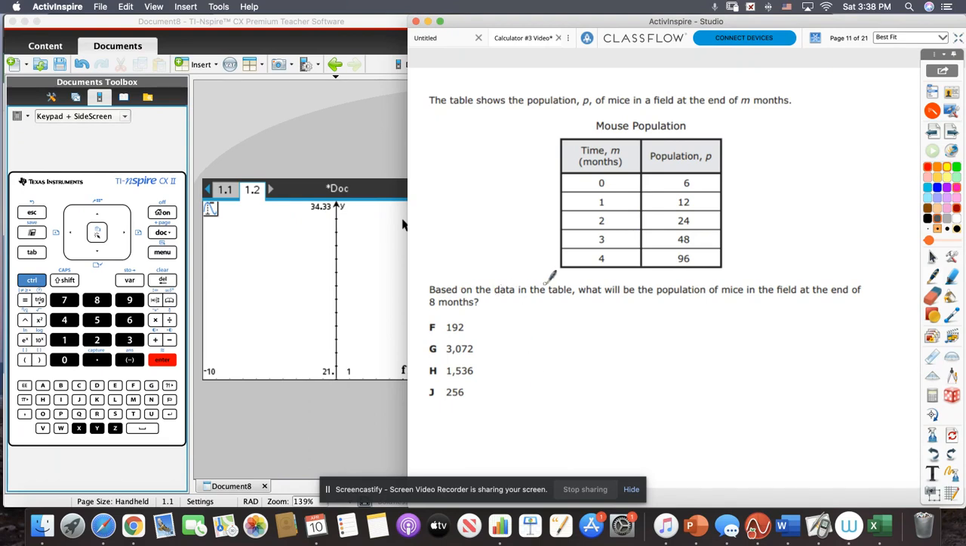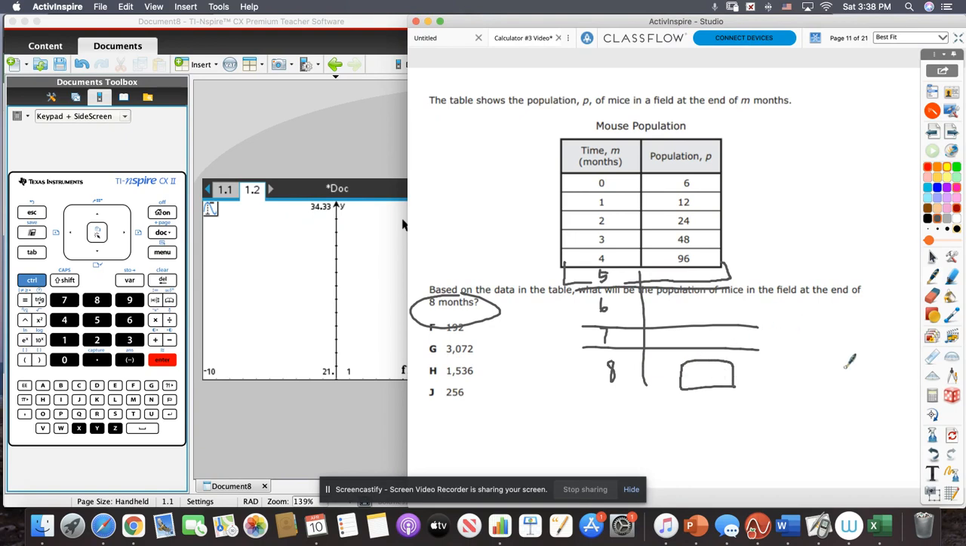Okay, it says based on the table, what will be the population of mice at the end of 8 months? So once again, they want to know what's happening later on in this table. Now, you can detect the pattern and keep the table going. 4, 5, 6, 7, and 8. And when you get down to 8, the output will be the answer. Or you can use the calculator.